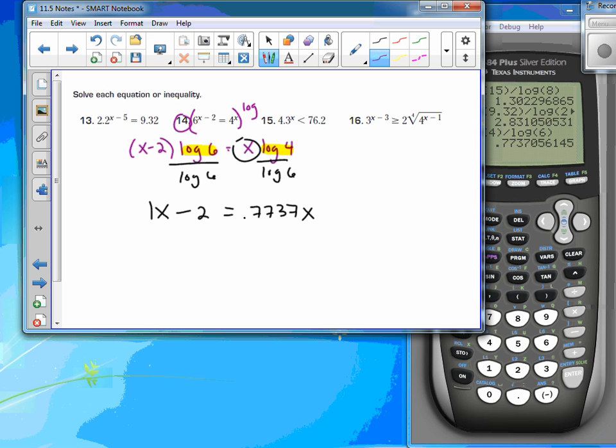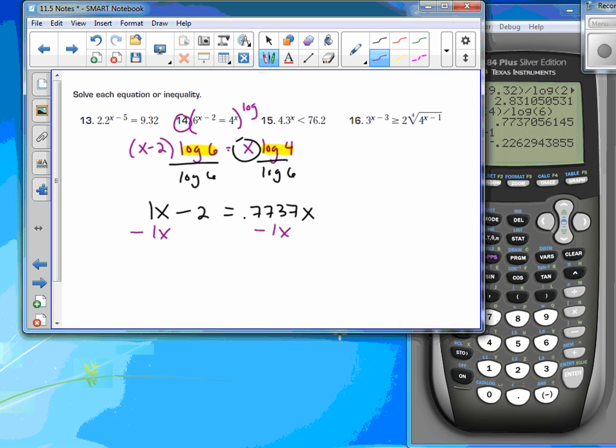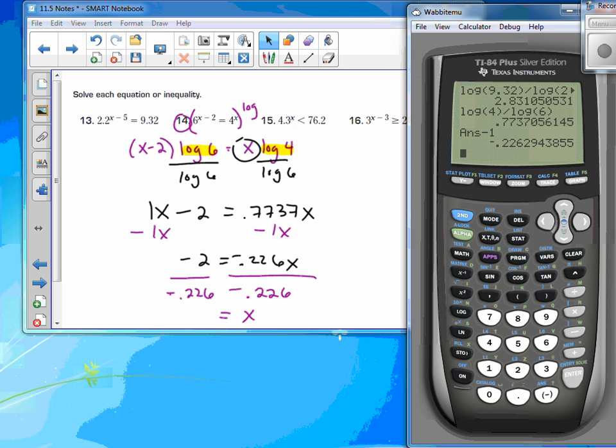So to solve this equation, I need to get the x's on the same side. So I'm going to subtract 1x from each side. So I can take my answer and subtract 1. I get negative 0.226. So negative 2 equals negative 0.226x. So then I divide by negative 0.226 to figure out what x equals. So I've got negative 2 divided by this answer. I get 8.838.